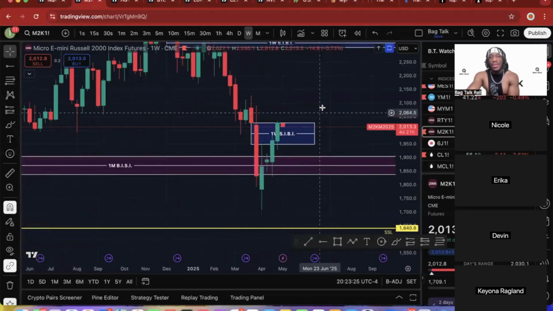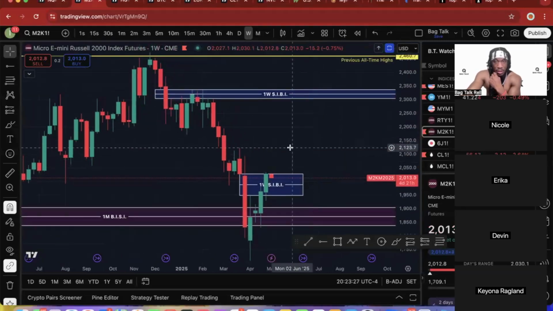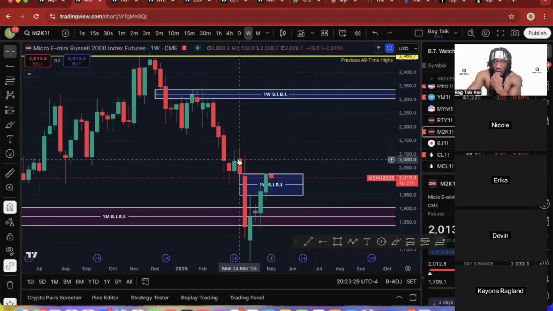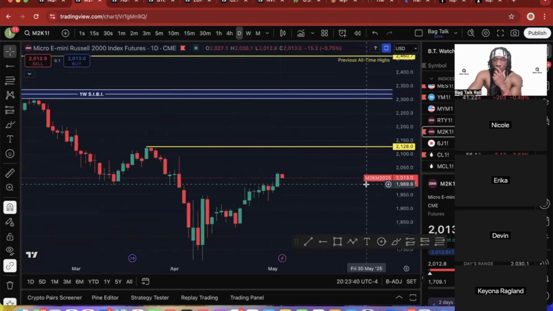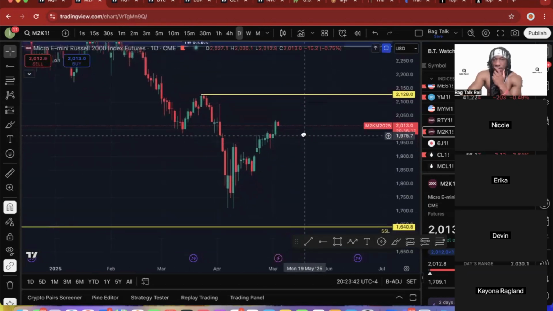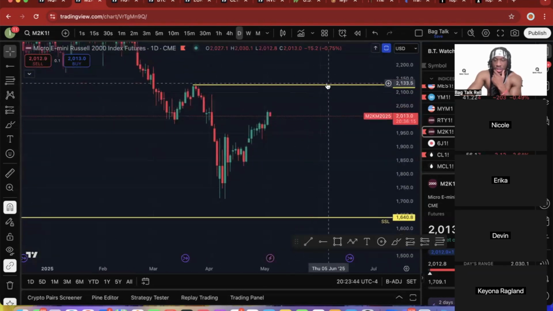But if not, then the Russell will, I would say, just aim for the highs of March 24th. The week of March 24th, aim for those highs. So if we don't reject right now, pretty much I will go for these highs up here. Let's just keep it light on the Russell. All right, but it definitely is at a crucial area, super crucial area.